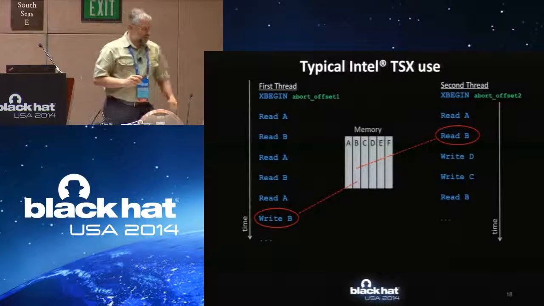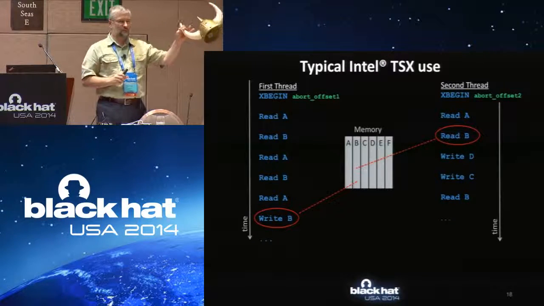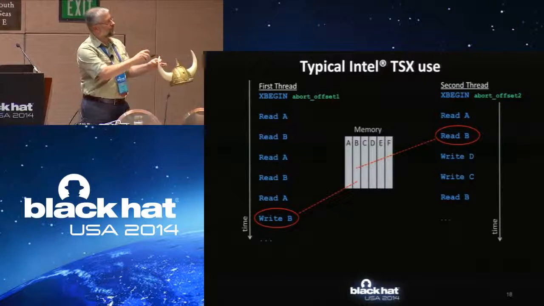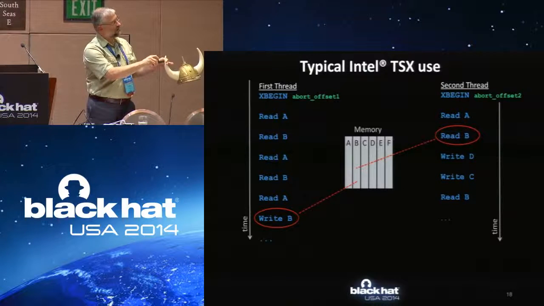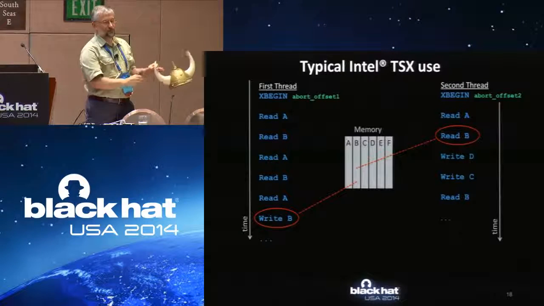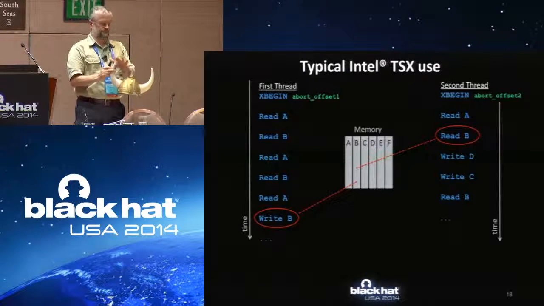So I'll need my visual aid. In this case, both transactions have XAbort parameter. One specifies the abort handler for this thread, another specifies the abort handler for this thread. So we have two.